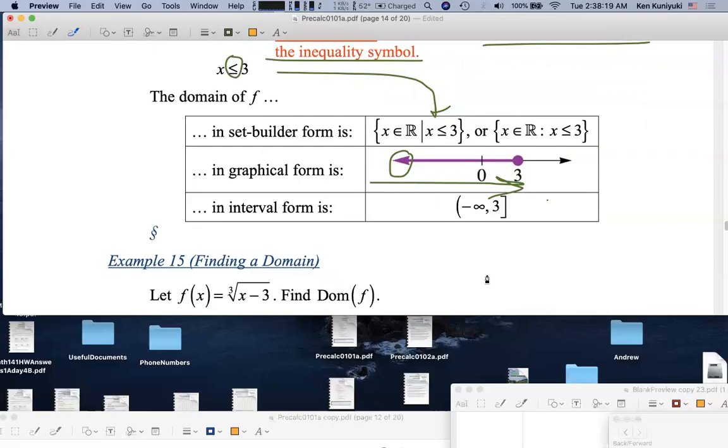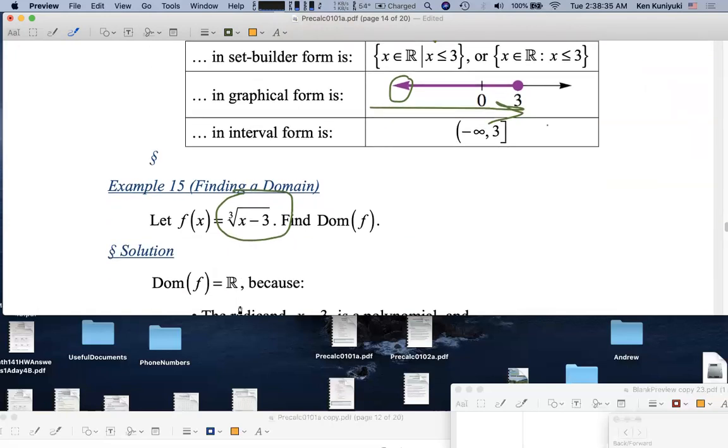This is a trick question. F of x equals the cube root of x minus 3. Find the domain of f. For what values of x will this be real? Well, all real numbers. The domain of f is all real numbers.